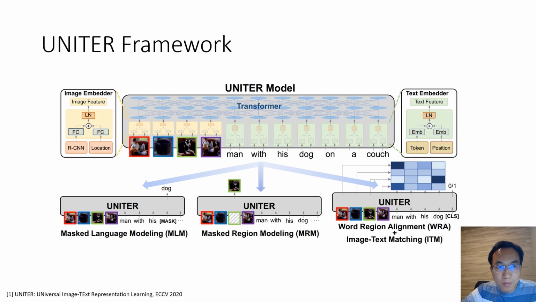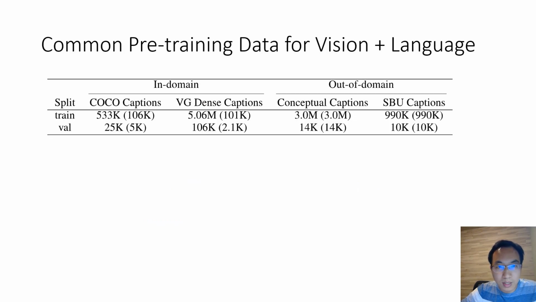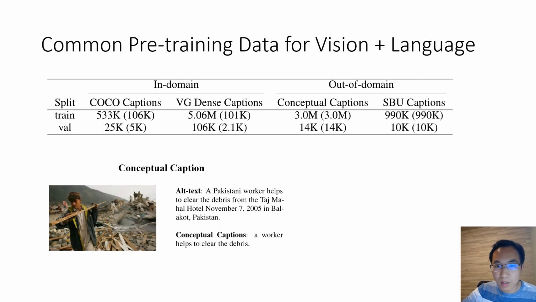This is the UNITER framework that I'm going to introduce in more detail. But before that, what's the pre-training data? The pre-training data in the UNITER paper is basically divided into two parts. One is the in-domain data, another is the out-of-domain pre-training data. And the conceptual captions has been widely used.